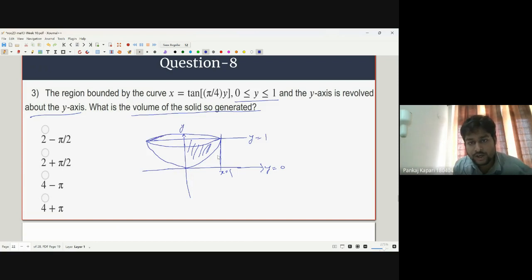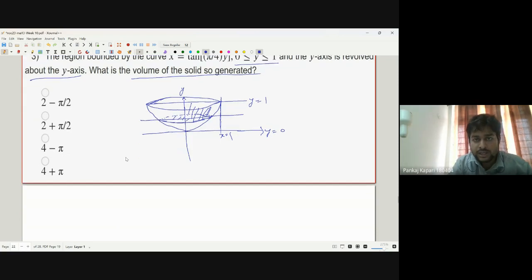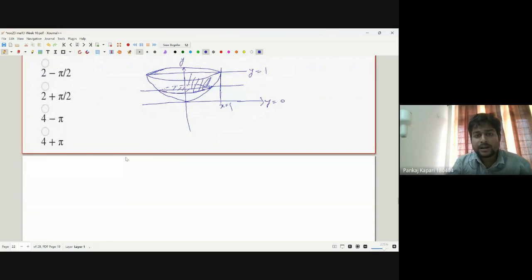Okay, so if you take cross sections by the planes which are perpendicular to your axis of revolution, which is the y-axis, this perpendicular plane will cut your solid into disks, right? Like this. Okay. So what will be the area of this disk? So the area will depend on the radius. So the radius is this distance.